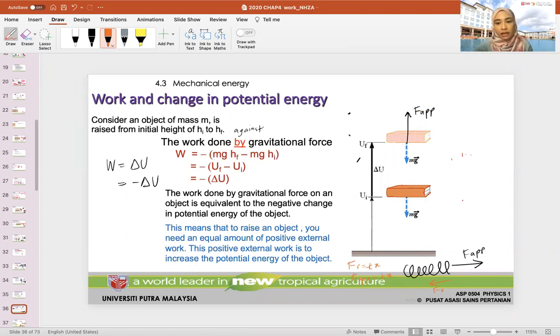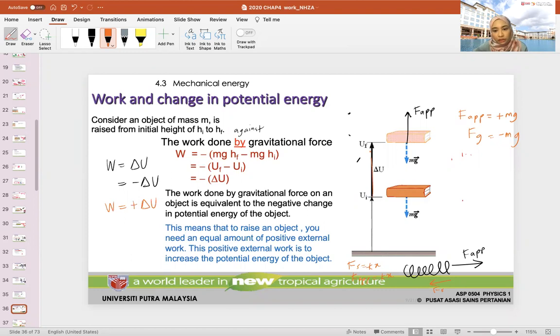In this case, I am applying a force against the gravitational force, against meaning the opposite. So F applied should be equal to positive mg. Fg is minus mg. F applied is against mg, so it is positive mg. It is the same concept as the spring earlier. It will be reversed. So when they ask what is the work done against gravitational force, against means reversed. So instead of negative delta U, it would be positive delta U.